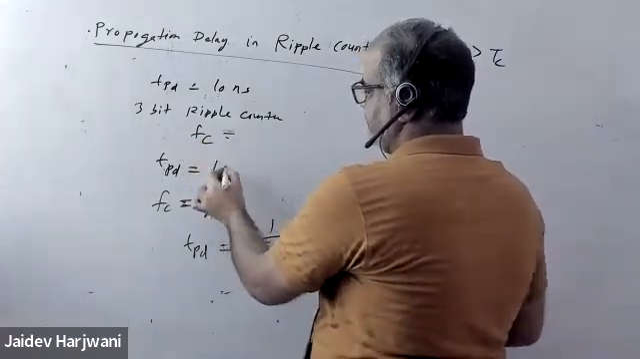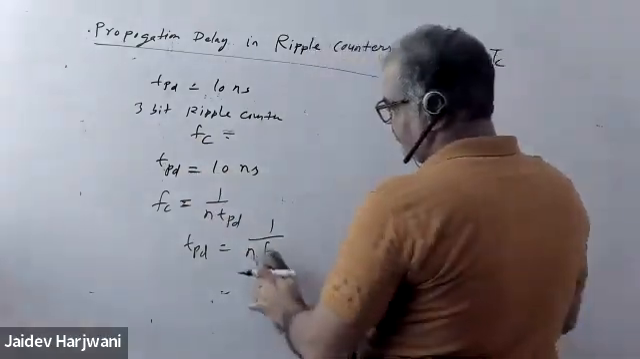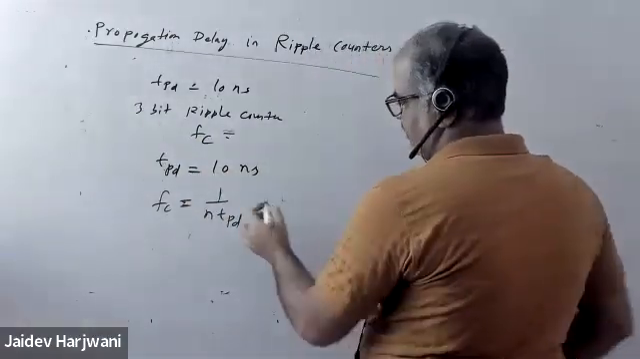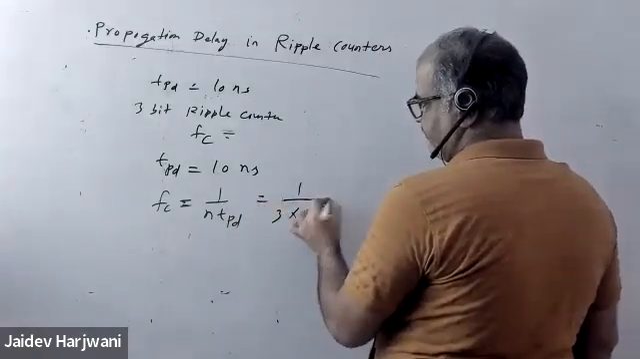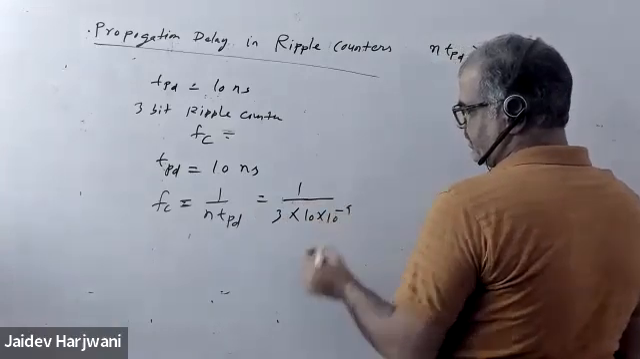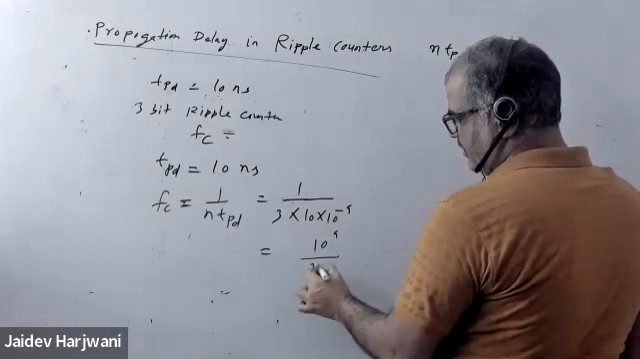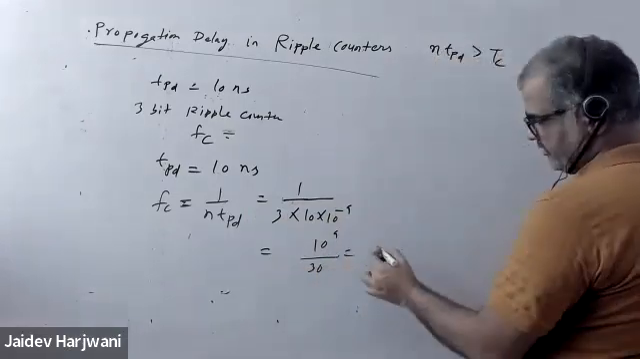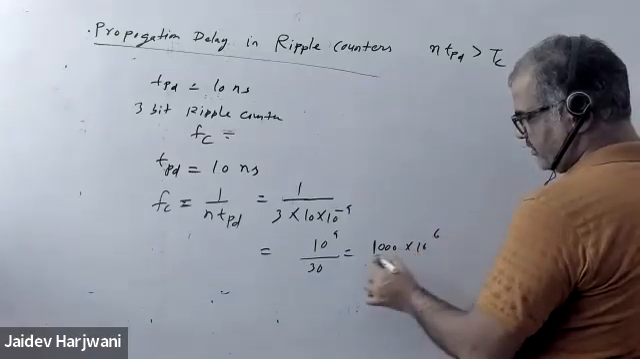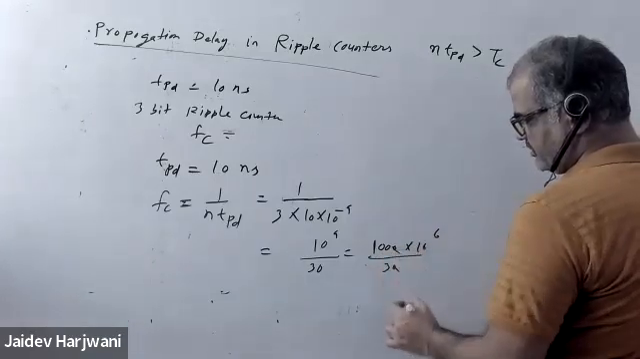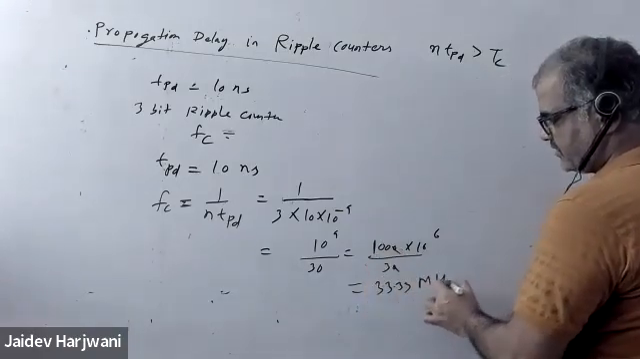So TPD is given as 10 nanoseconds. You want to calculate FC for the 3-bit ripple counter. So you have 3 here and this is 10 nanoseconds. This is 10 to the power 9 upon 30, so 1000 megahertz upon 30. If you divide, it comes to about 33.33 megahertz.